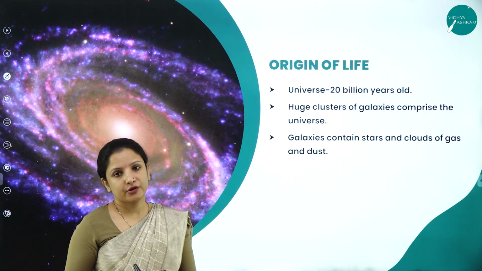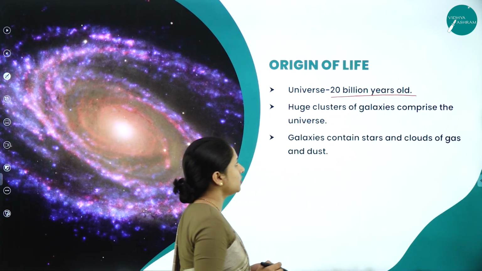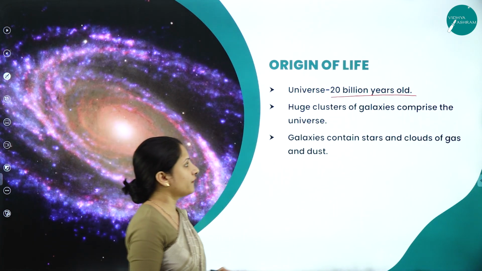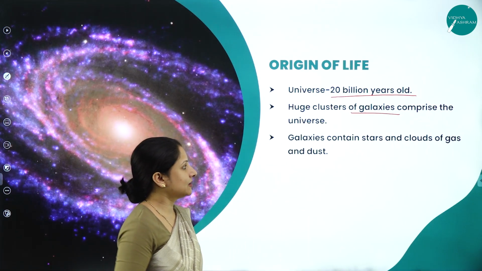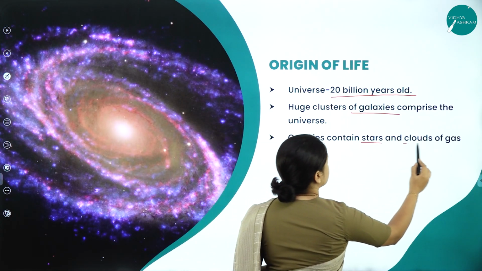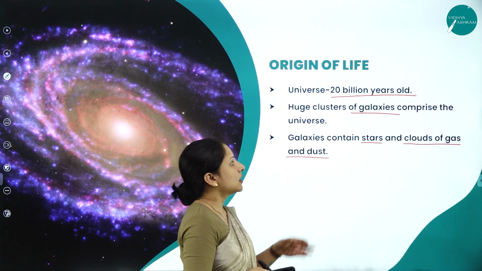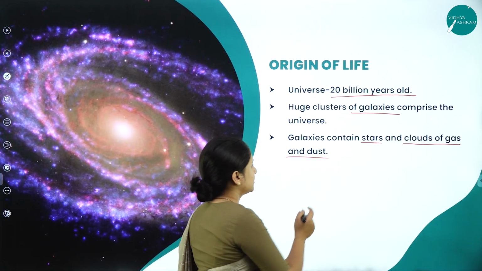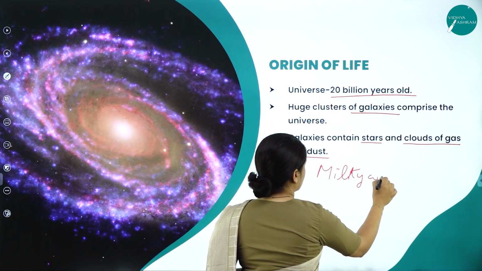Talking about the universe, our universe is about 20 billion years old and the universe is made up of huge galaxies. In these galaxies, there are millions and millions of stars and it contains lots of clouds which are made up of gas and dust. And our Earth is present in a galaxy which is called the Milky Way.